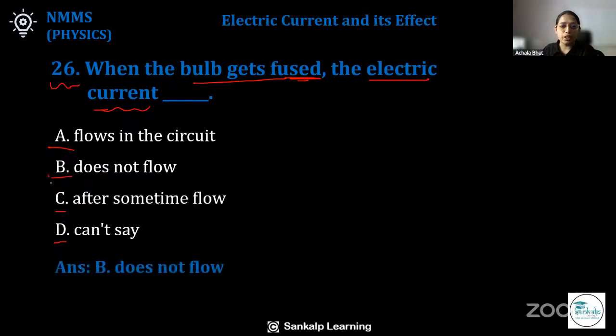B, does not flow, is the correct answer. When the bulb gets fused, the electric current does not flow. Therefore, that bulb can't glow. The correct answer is option B, does not flow. Thank you.